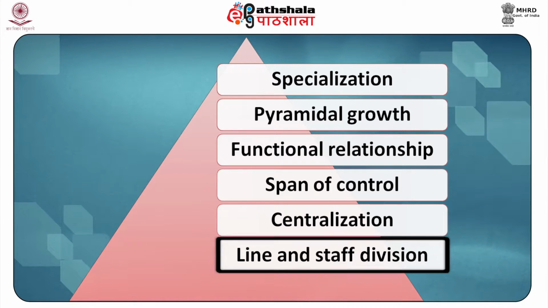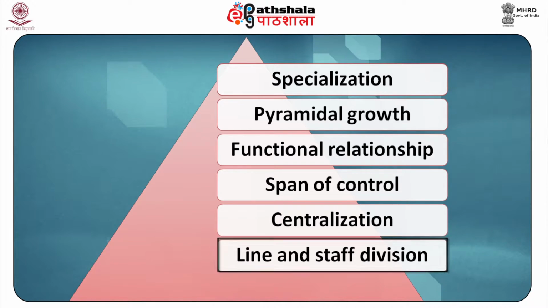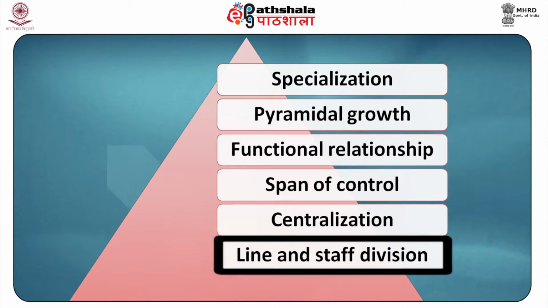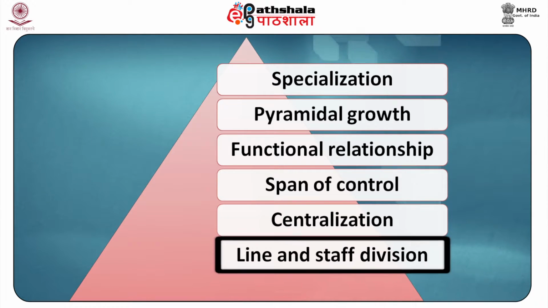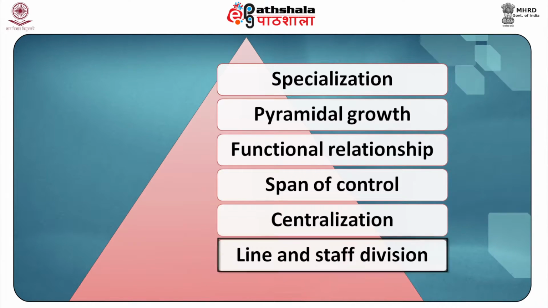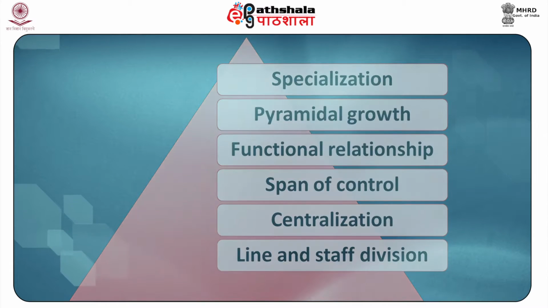Next characteristic is the line and staff division. In a functional structure, there is a clear distinction between line and staff activities. The line functions have direct responsibility for achieving the basic purpose of the organization, and the staff functions play the supportive role. Thus, line commands and the staff advises.